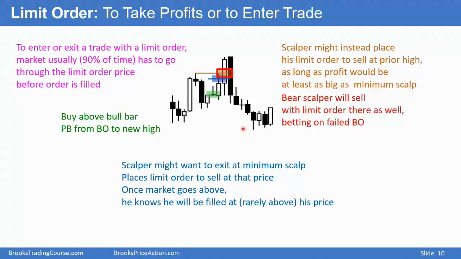Again, entering with limit orders is something that experienced traders can do. Beginners should only be entering with stops, because the market's racing up, and if you're selling, you have to be very comfortable being short in a market that's quickly going against you. And beginners invariably panic, and they end up exiting with a loss up here instead of with a profit down here.